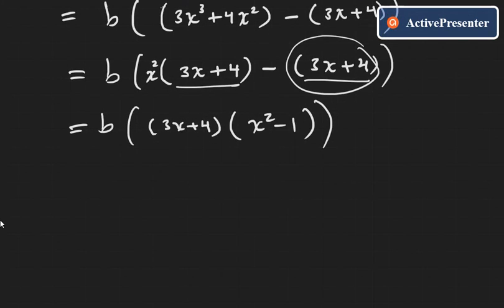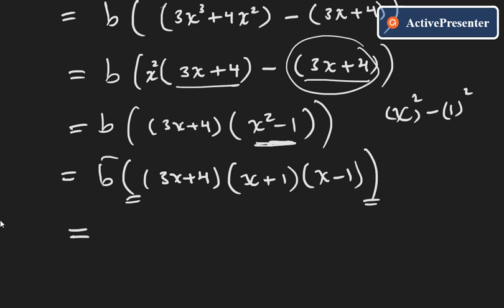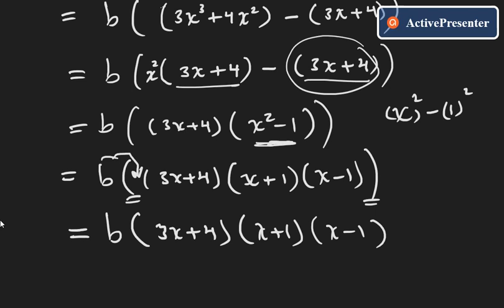Are we done in this case? No. Why is that? Because this can be factored as well. So we will be left with b multiplied by open parenthesis, also 3x plus 4 will remain the same, multiplied by x squared minus 1. This is the difference of two perfect squares, so it is the sum multiplied by the difference, x plus 1 multiplied by x minus 1. Now close the parentheses. You can now eliminate these two parentheses because b will be multiplied in here. So b, 3x plus 4 multiplied by x plus 1 multiplied by x minus 1, and you cannot factor this more, then your factorization is done.